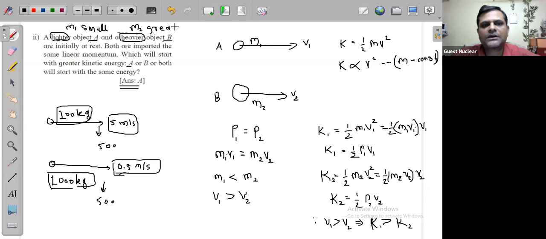So masses are not same actually here. We cannot assume that the mass is same, even if they are saying that a lighter body and heavier body is already there.